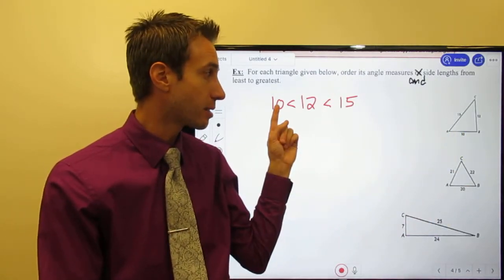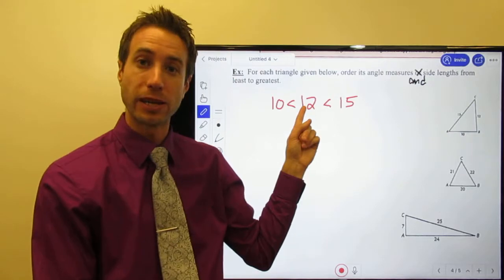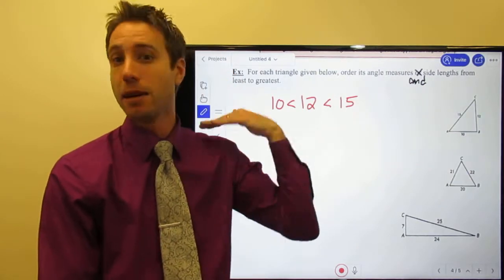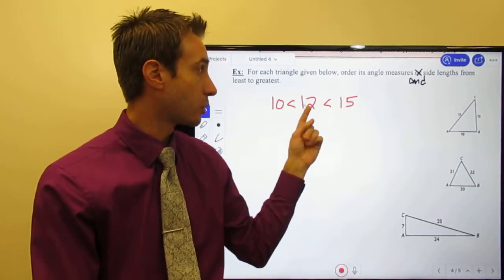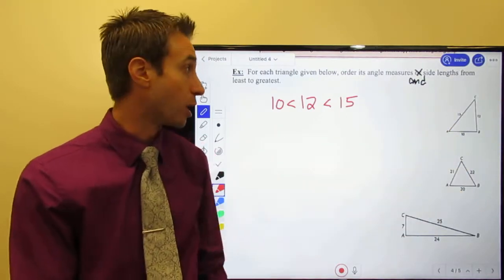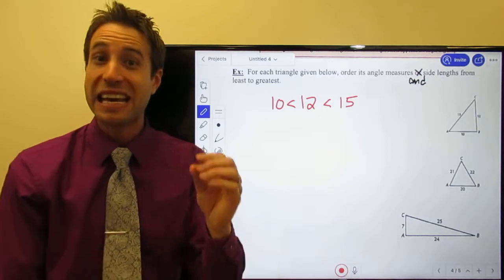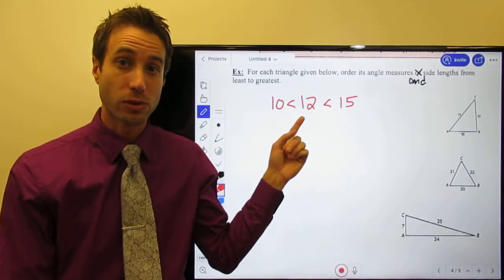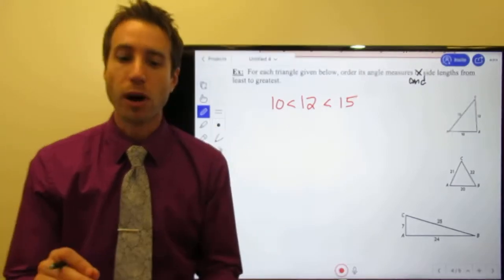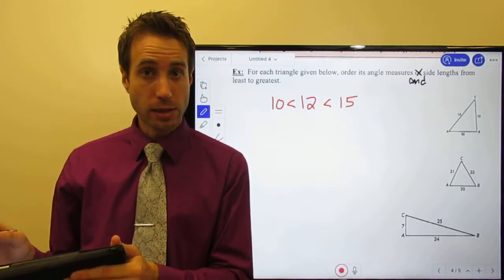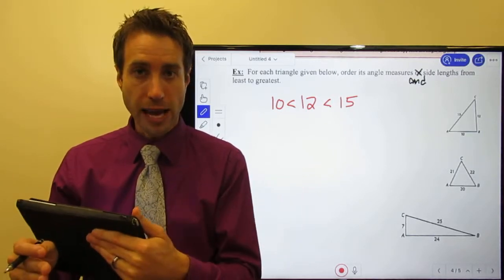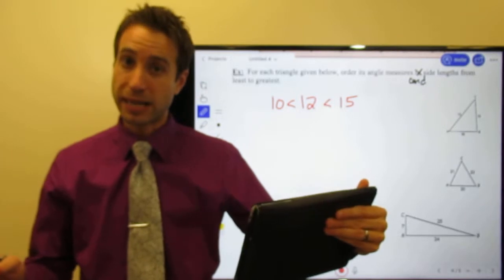10 is the smallest. The next side, 12, is bigger than 10. The third side, 15, is bigger than the other two. 10, 12, 15, you're getting bigger as you go. 12 is bigger than 10, 15 is bigger than 12, and so on. Now, the angles. Think about this. I want smallest to biggest. I want the smallest angle up to the biggest angle.